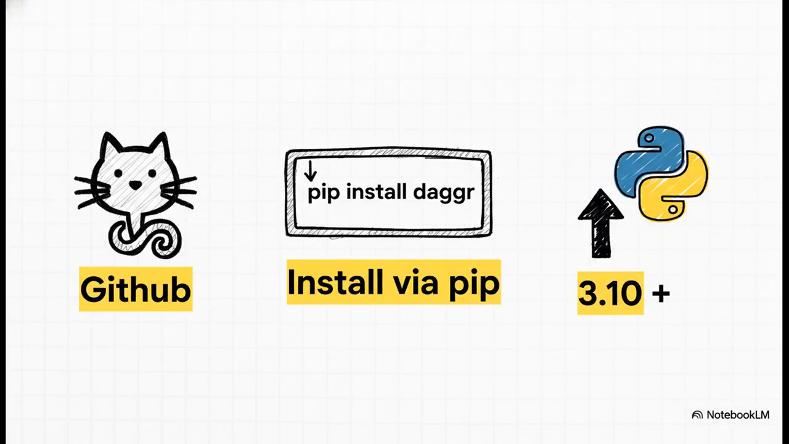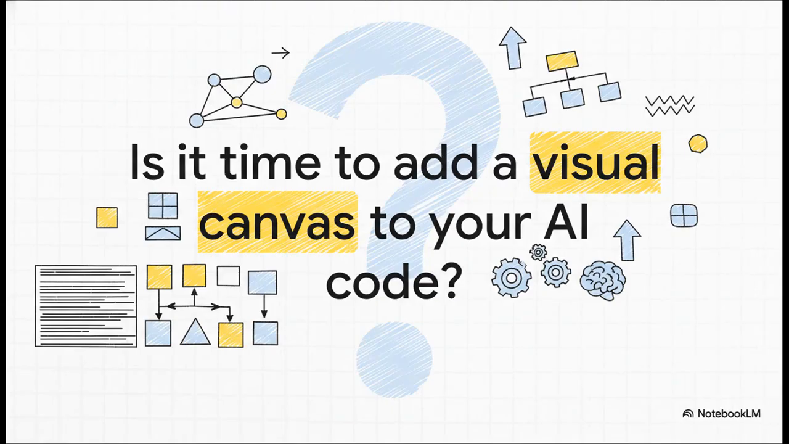And the best part is, you can try it out today. It's open source, up on GitHub, and you can install it with a simple pip command, just as long as you're using Python 3.10 or newer. Which really leaves us with one final question to think about. With tools like Daggr popping up, tools that merge the power of code with the clarity of a visual interface, maybe the real question is, isn't it time we all started adding a visual canvas to our AI code? It could be the key to building things faster and, frankly, with a lot less frustration.